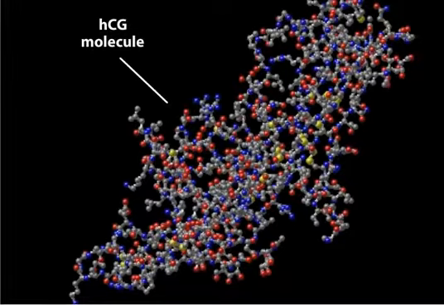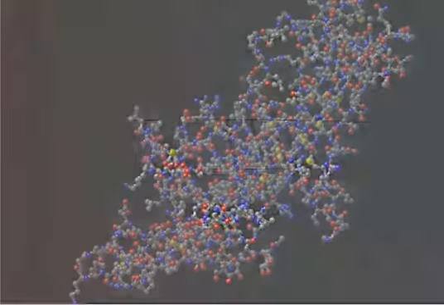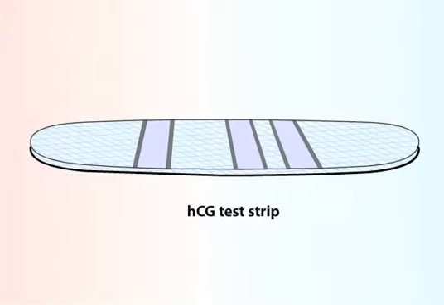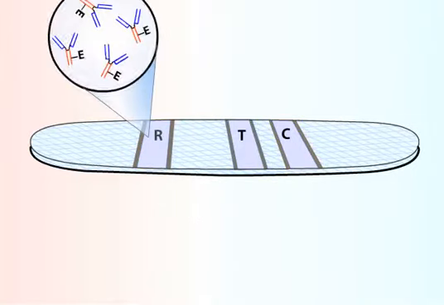A pregnancy test is based on the ability of proteins called antibodies, placed on commercially prepared test strips, to bind to HCG in the urine. The test strips contain 3 zones of function, here labeled R, T, and C, to indicate a reaction zone, test zone, and control zone. The reaction zone contains a type of antibody that recognizes and binds to HCG molecules and is therefore called an anti-HCG antibody.